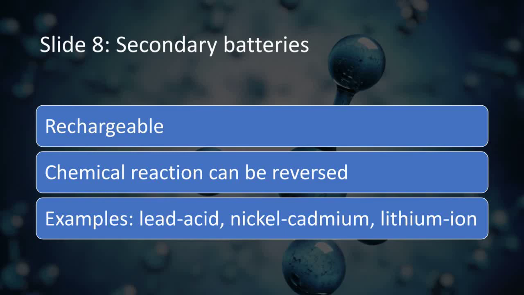Secondary batteries are commonly used in high-drain devices such as smartphones, laptops, and electric vehicles. Examples of secondary batteries include lead-acid, nickel-cadmium, and lithium-ion batteries. Secondary batteries are more expensive than primary batteries, but they are more environmentally friendly as they can be reused multiple times. Understanding the difference between primary and secondary batteries is crucial in understanding how batteries work. In the next slide, we will discuss the advantages and disadvantages of using batteries.